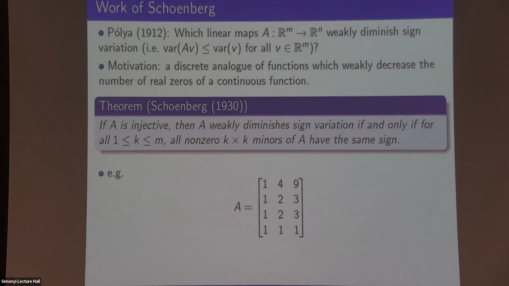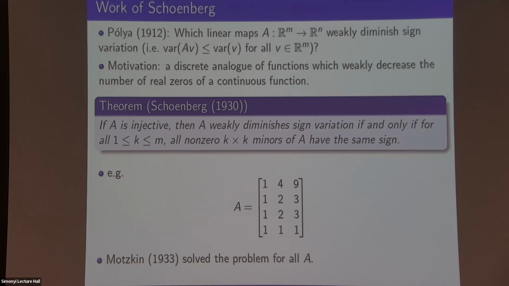So, for example, here I have a matrix, so the 1 by 1 minors are all positive. The 2 by 2 minors, you can check they're all 0 or negative. And the 3 by 3 minors are all 0 or positive. So this satisfies Schönberg's condition.